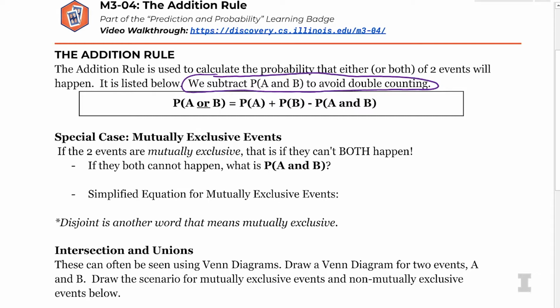But the addition rule is similar to the multiplication rule, except instead of multiplying, we're actually adding, and then we're adding that last part of it where we subtract the probability of both. So there's a special case of the addition rule that I definitely want to talk about before we get into our examples, and that's the idea of mutually exclusive events.